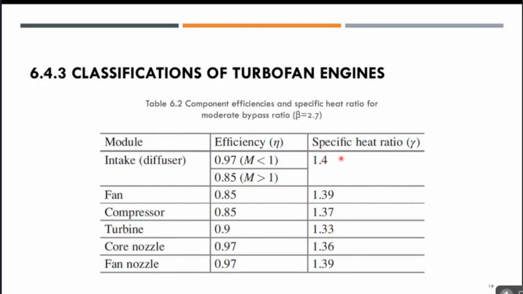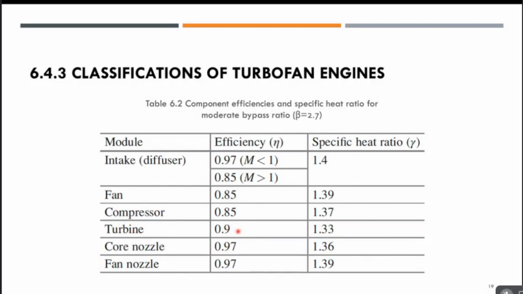This is a normal value being used for air at a certain temperature. Then we have the fan component, normally 0.85. You can see the different specific heat ratio being used, 1.39. At the compressor, the efficiency is the same, with a lesser specific heat ratio because the air is already being heated as it is being compressed.